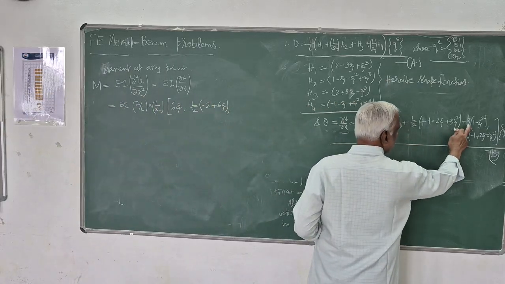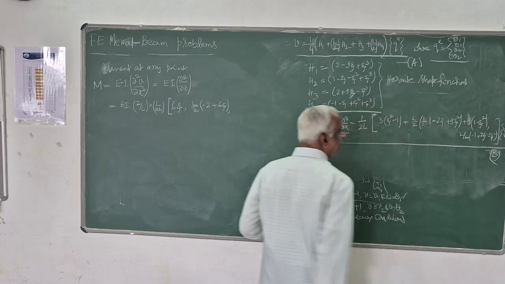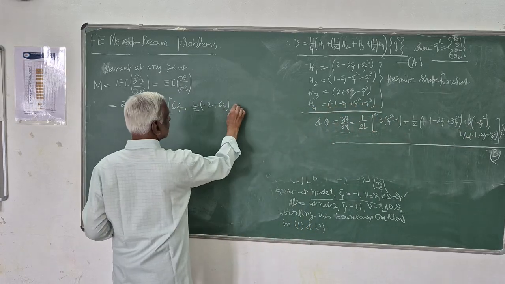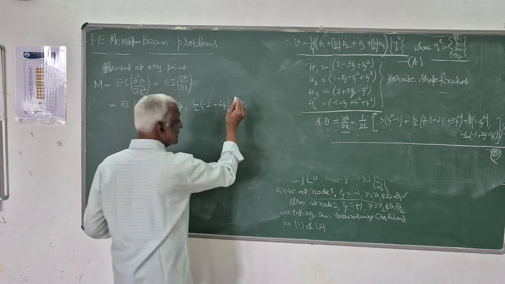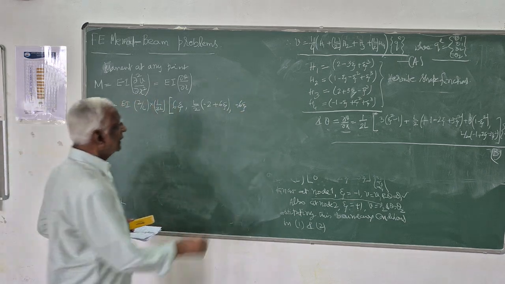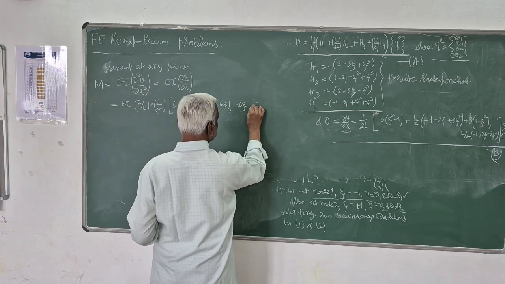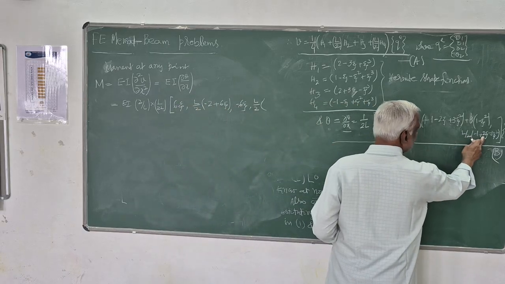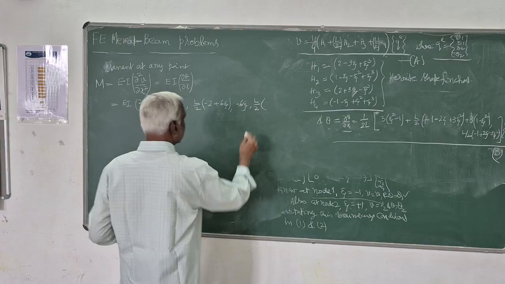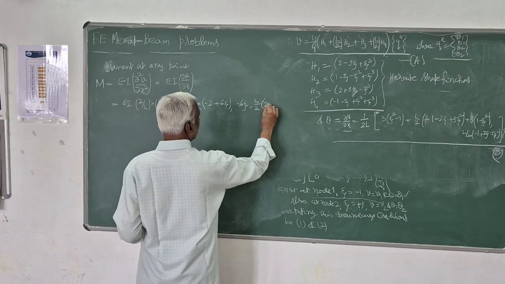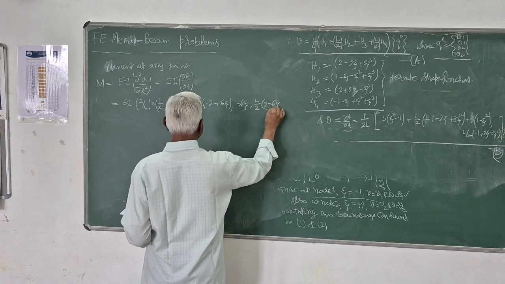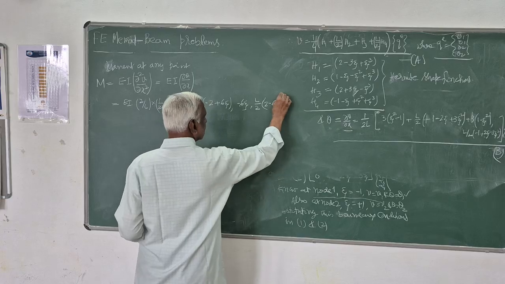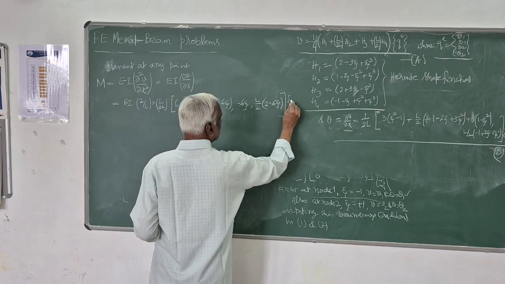Next here it is 3 into minus 2z, that is minus 6z. Then L by 2 into this, it will be 2 minus 6z. 2 minus 6z.